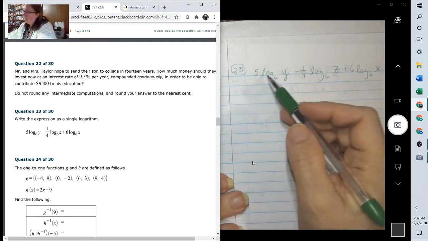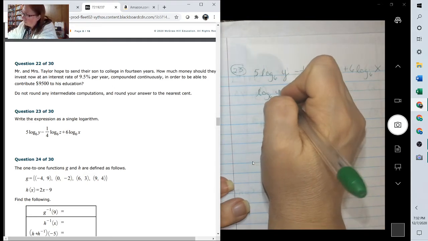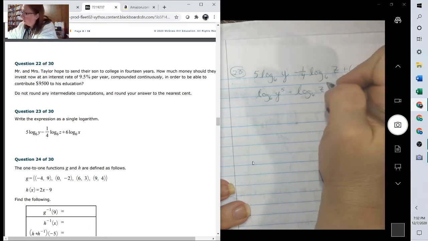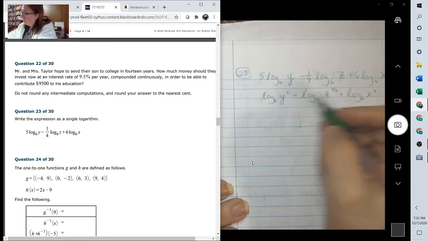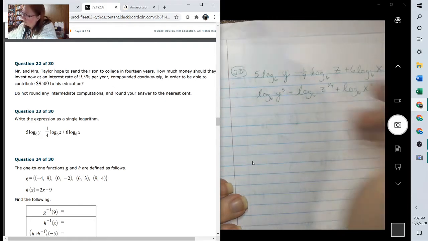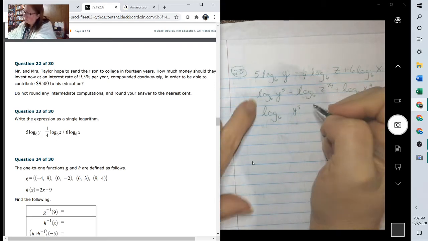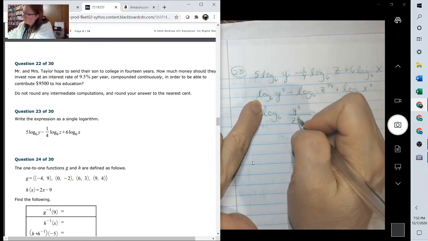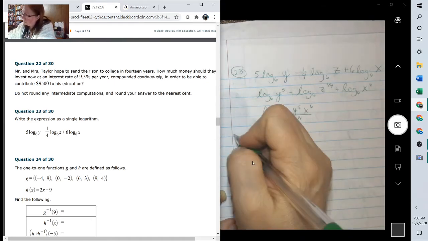Well, before you can combine them, you have to move all these up into the exponent. So log base 6 y to the 5th minus log base 6 z to the 1/4 plus log base 6 x to the 6th. Then the ones that have positive in front of them go on top, negatives on the bottom. Log base 6 y to the 5th, because this is positive. Z goes in the bottom because it's negative. And this one's on top because it's positive. And that's your final answer.